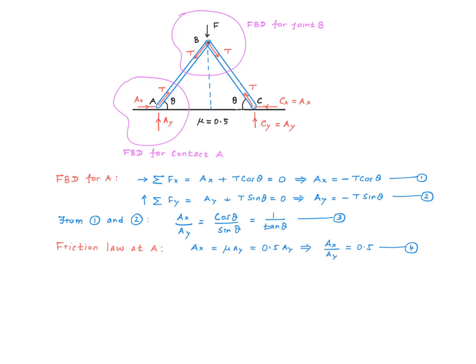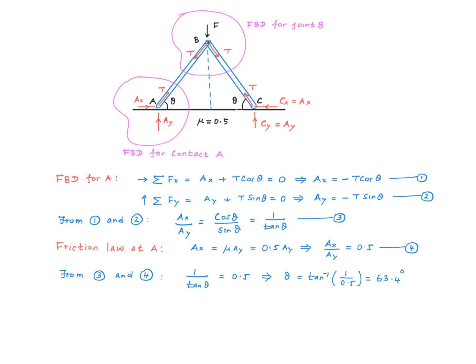Remember, we are solving this problem at the state when the rods are about to slide at contacts A and C, right? And therefore, the friction law must hold at contact A, which says the shear force must be equal to mu multiplied by the normal force. Mu is given as 0.5, and therefore AX is 0.5 times AY, and from that we get this equation, which says the ratio between AX and AY is 0.5. Now we have 2 equations, equations 3 and 4, for the ratio between AX and AY. This one says the ratio must be equal to 1 over tan theta. This one says the ratio must be equal to 0.5. By equating the 2, we can find a value for theta. So I get a value of 63.4 degrees for theta.